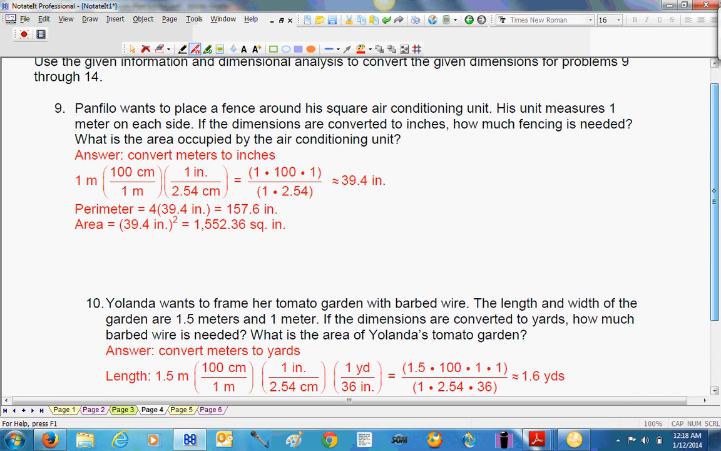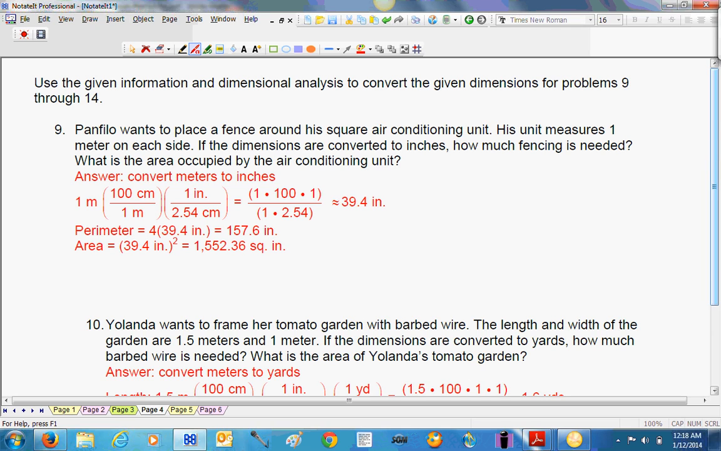Problem 9 and 10. So what we want to do now is get down to more or less real life application and see can we use this dimensional analysis to solve. So this particular problem asks us to place a fence around an air conditioning unit, and I think we actually took a look at some similar to this with a picture, but dimensional analysis can show us how we can actually do it without actually drawing the picture and then doing the big conversion.